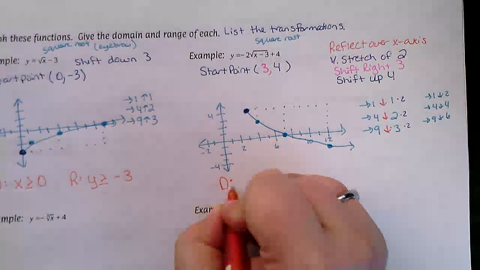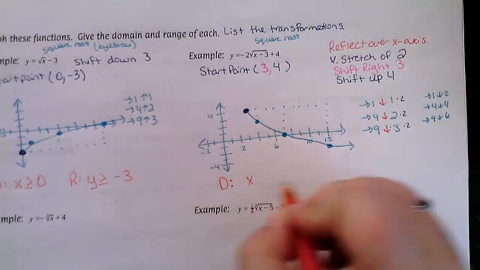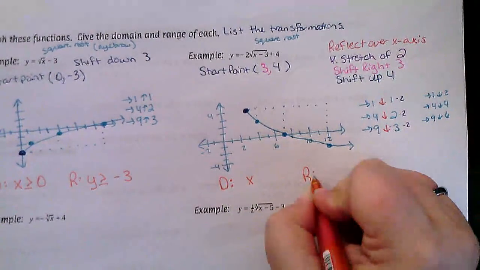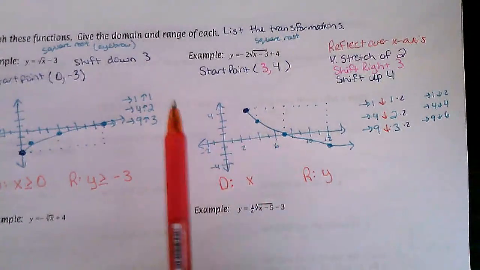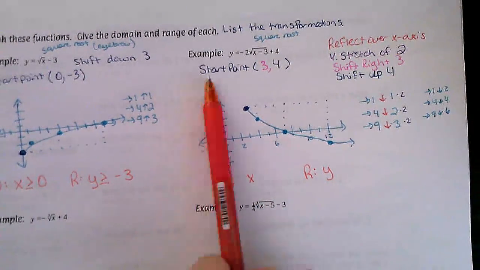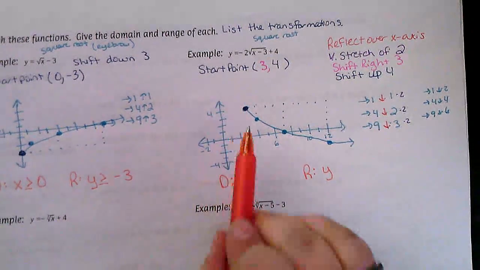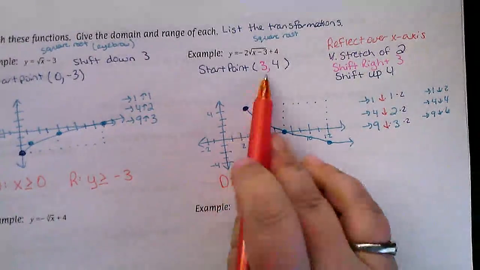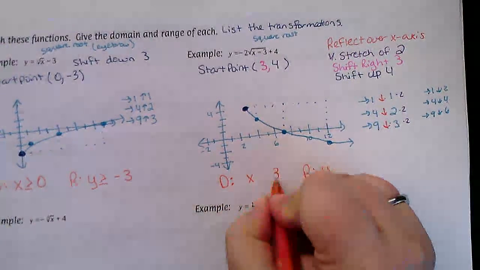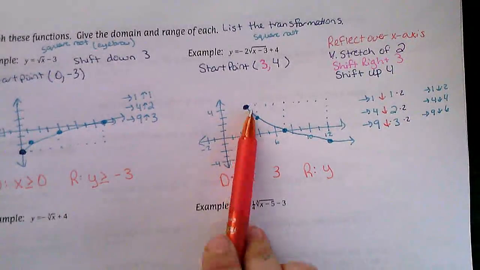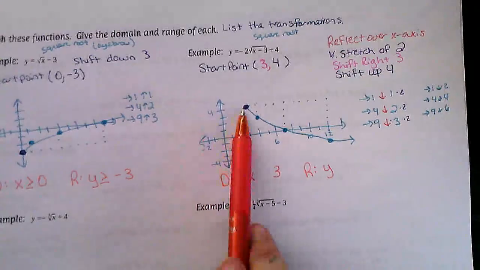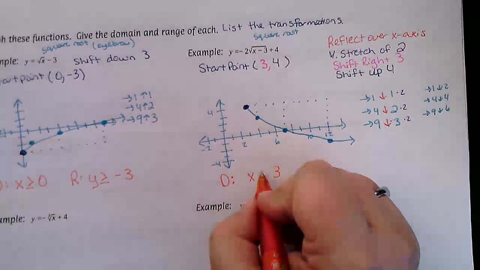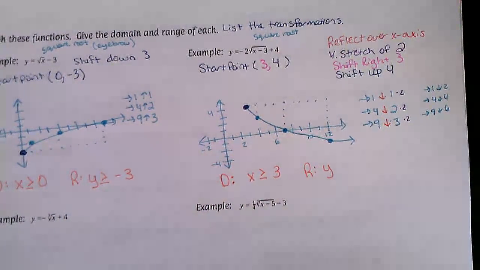Okay, so domain, we know is going to be X, and range, we know is going to be Y. So when I do my domain, I move from left to right. This point is the first thing I hit, so I steal its X value. Now, are the X's of my graph larger than 3 or smaller than 3? Well, they're on the right, so they're larger, so we use greater than or equal to.